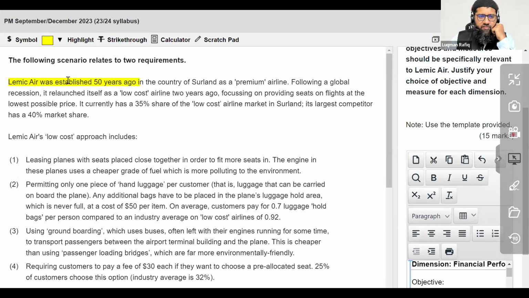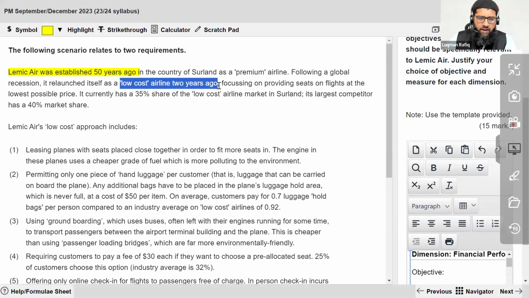Okay, so to what extent have you covered? Now see, Lemek Air was established 50 years ago in the country of Sutherland as a premium airline. Following a global recession, it relaunched itself as a low-cost airline 2 years ago. So there has been a relaunch 2 years ago as a budget airline, focusing on providing seats on flights at the lowest possible price.